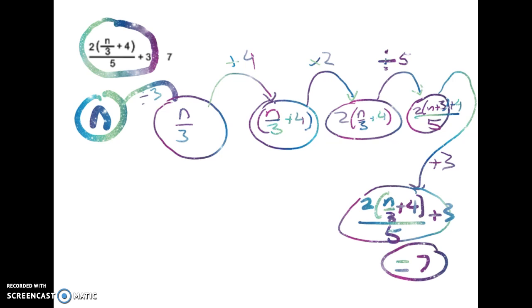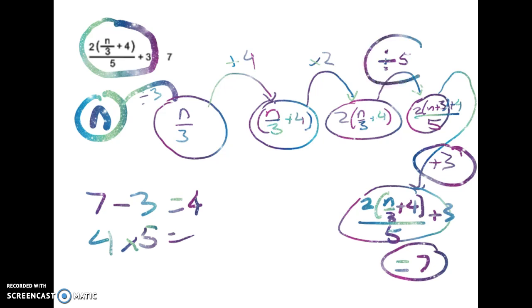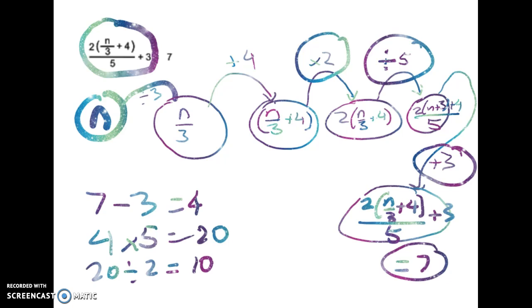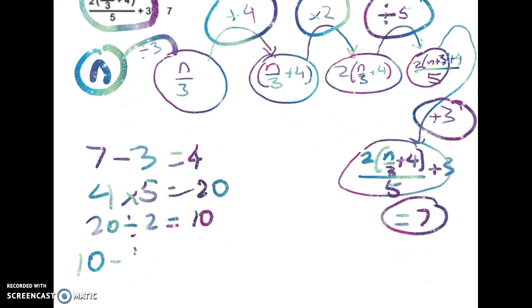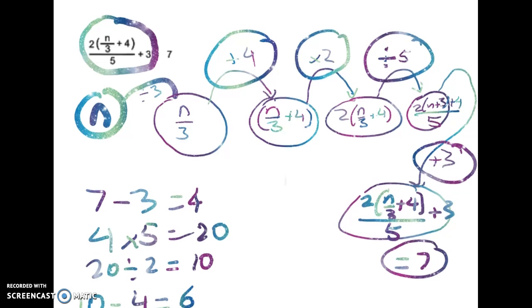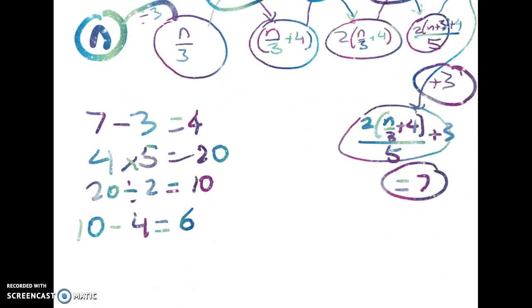We start with 7, then we take away 3. So 7 take away 3 gives us 4. Then we times it by 5. 4 times 5 is 20. Then I take 20 and I divide it by 2. 20 divided by 2 equals 10. Next, I'm going to take away 4. 10 take away 4 is equal to 6. And what's left? I have to do the opposite of divide, and that's times. So I'm going to times by 3, and I get 6 times 3 equals 18.